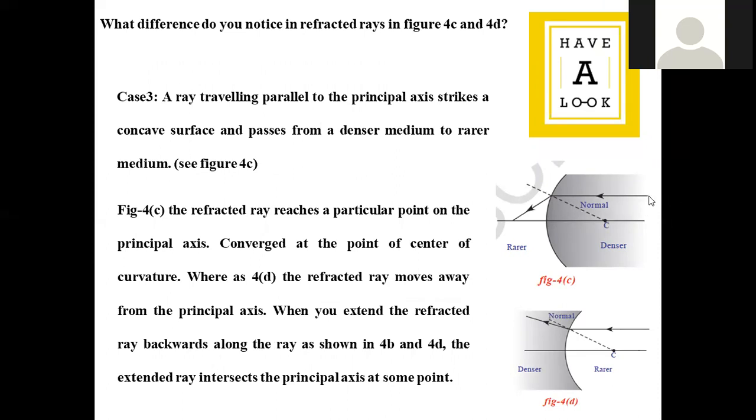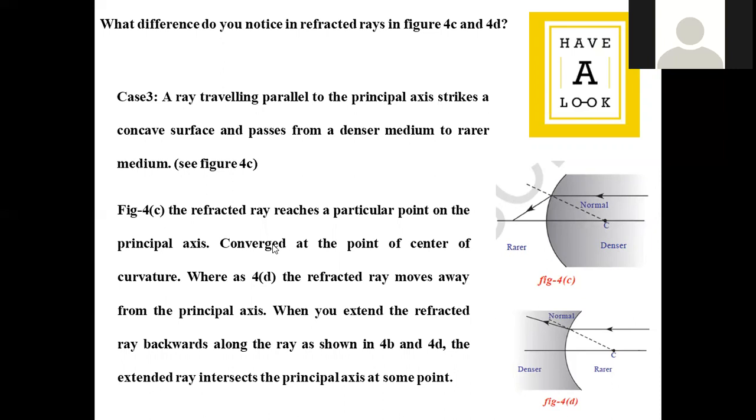So we are moving from this origin. This is the line parallel to the principal axis, moving from the denser medium to the rarer. Hitting the surface of the concave mirror so that it participates in bending. In 4C, refraction of light is possible. In 4D, the parallel line is hitting the surface of the concave and moving away from the normal. This is the process called reflection.